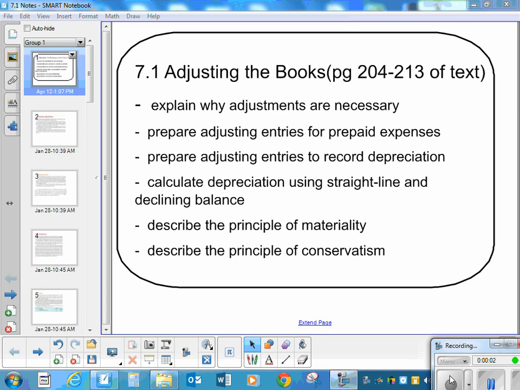7.1 talks about adjusting the books. In this section, we're going to talk about what adjustments are and why they're important. And we are actually going to adjust our prepaid expenses and our depreciation of our assets. We're also going to calculate depreciation using two methods. One is the straight line and one is the declining balance.